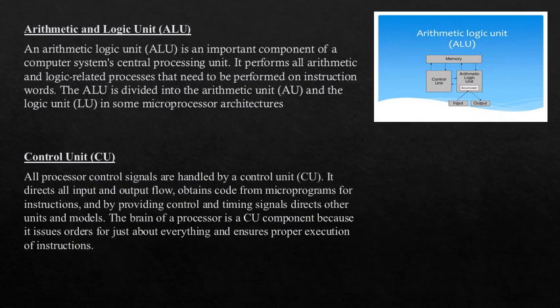Control unit. All processor control signals are handled by a control unit. It detects all input and output flow, obtains code from microprograms for instructions, and by providing control and timing signals directs other units and models. The brain of the processor is a control unit component because it issues orders for just about everything and ensures proper execution of instructions.